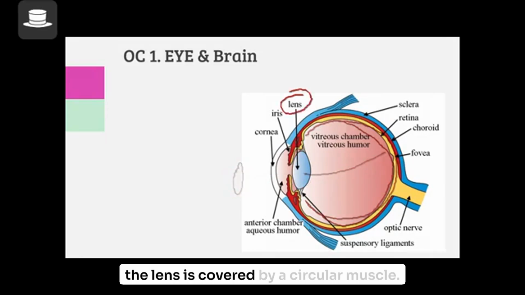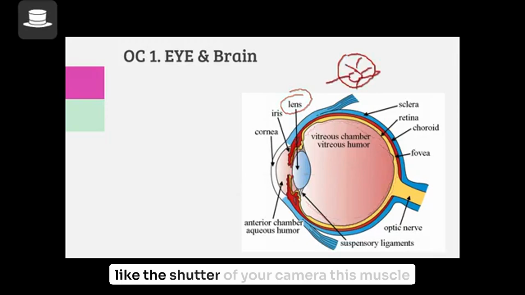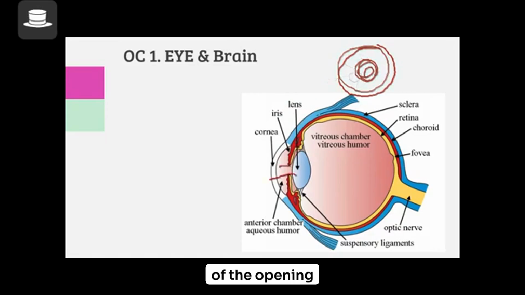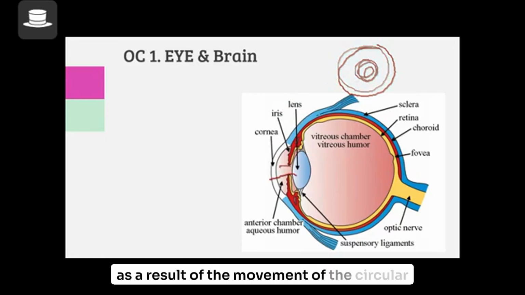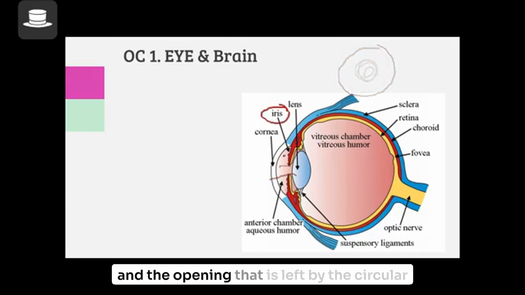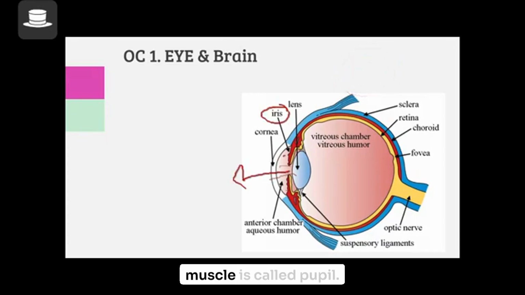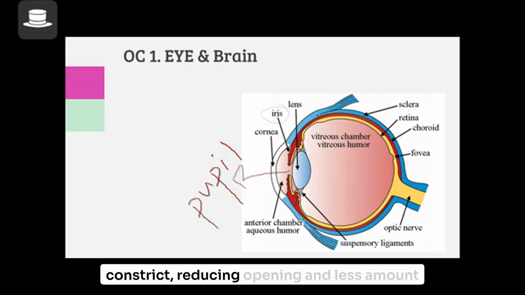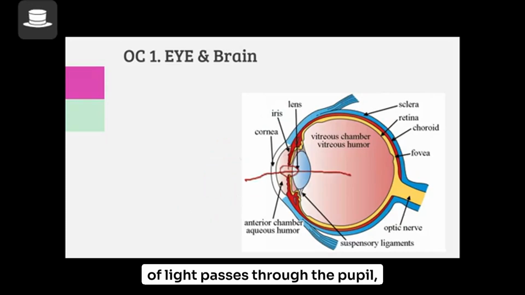The lens is covered by a circular muscle, like the shutter of your camera. This muscle can constrict or dilate, changing the size of the opening as a result of its movement. The circular muscle itself is called the iris, and the opening that is left by the circular muscle is called the pupil. When there is more light, the iris will constrict, reducing the opening, and a smaller amount of light passes through the pupil. If there is less light, then your iris retracts, creating a larger opening.